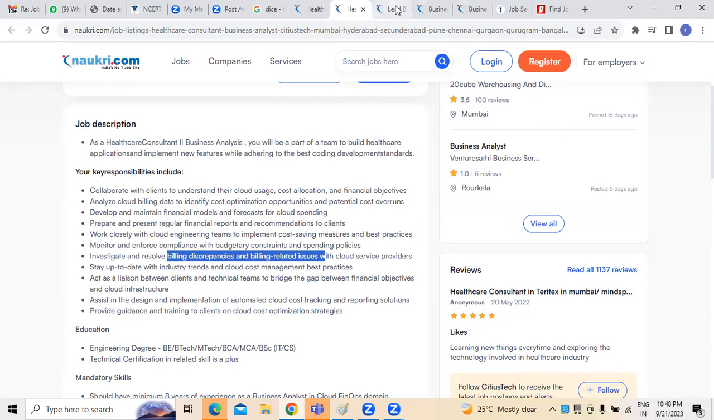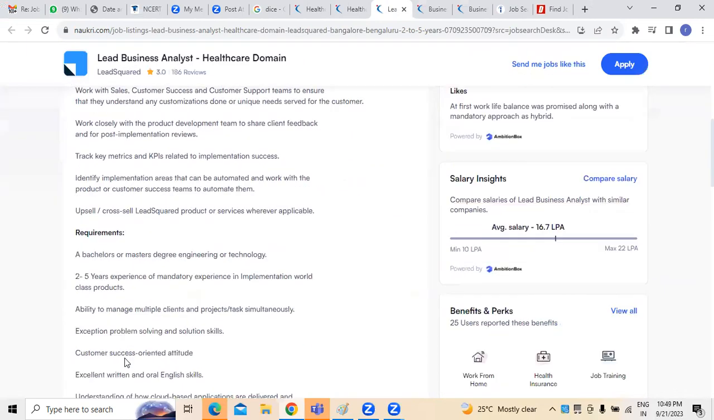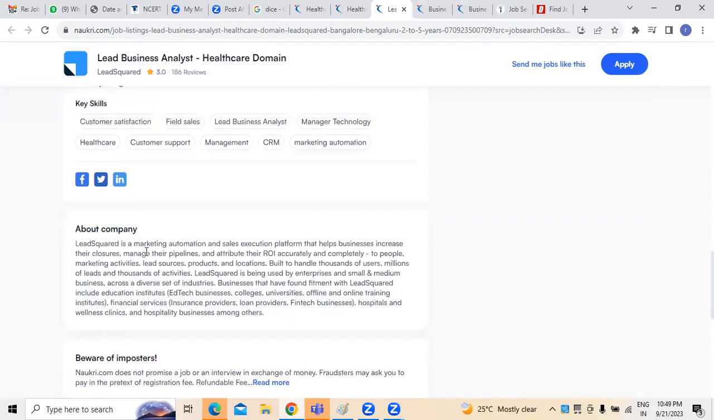Now, for example, I am taking one more business analyst in the healthcare domain. Underline this point. Which company? This is the organization. What exactly does this organization do? This organization is developing a marketing automation and sales execution platform. It's also a product-based company. They are developing products relating to marketing automation and sales execution. Understood? This company belongs to that.